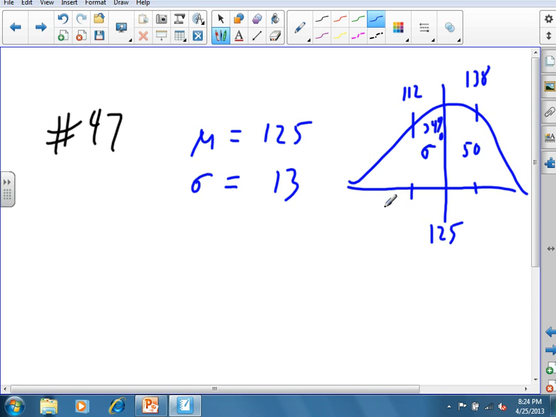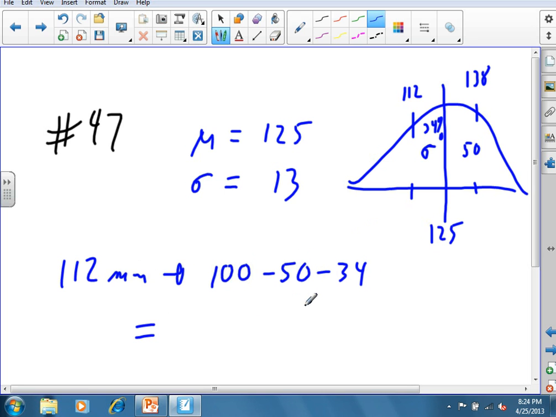Then 112 millimeters ought to be at 100% minus 50 minus 34, or 16. So it's sitting at the 16th percentile. Okay, A done.